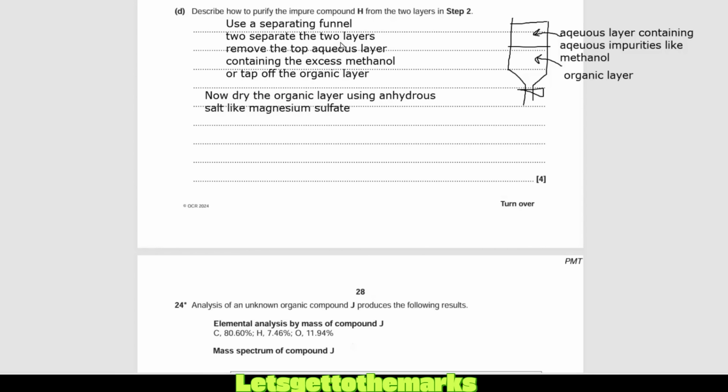I'm going to distill it. And I believe when we look at the stem of the question, what sticks in my head is the boiling point is 222. So I want to say distill compound H at 222 degrees. We'll ensure that compound H evaporates and we condense it at 222. And that should secure the 4 marks.